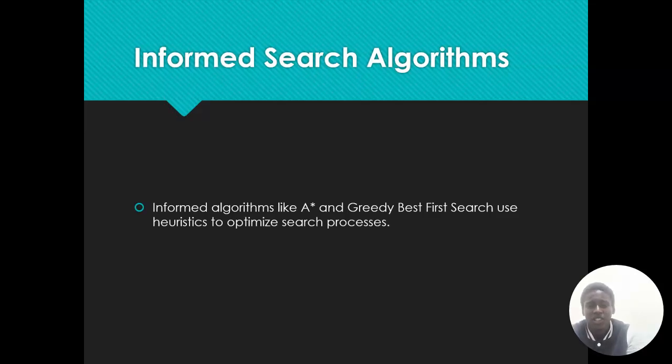Informed search algorithms. Informed algorithms like A-star and greedy best-first search use heuristics to optimize search processes. So on the next slide, I'm going to briefly explain what A-star and the greedy best-first search algorithm are. So let's go to the next slide. The next slide says, what is A-star? What is an A-star algorithm?